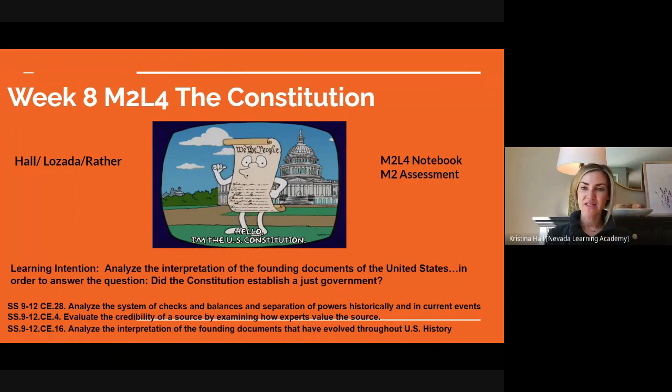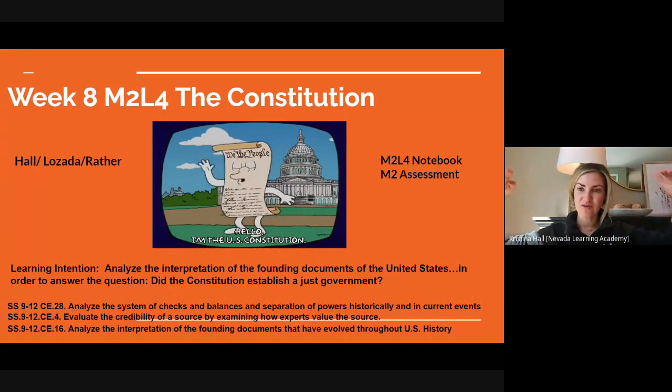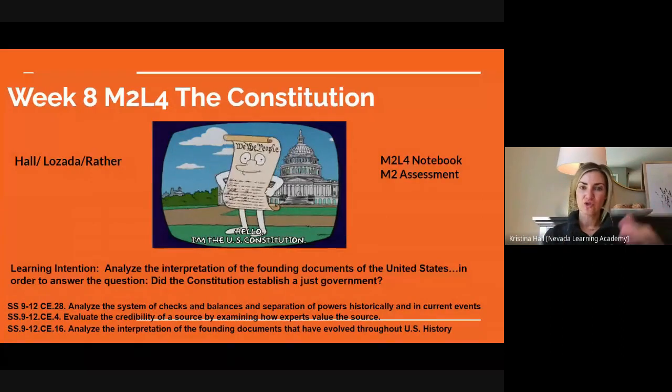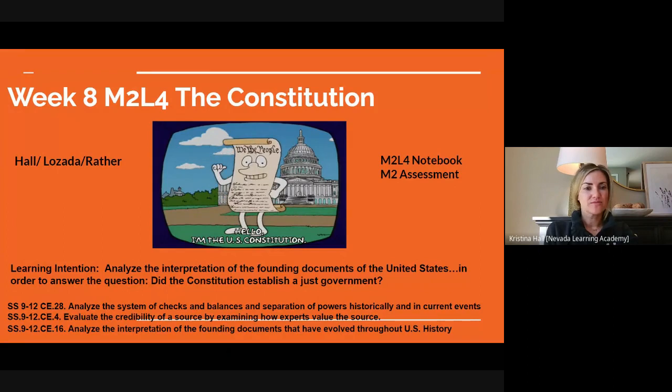So we looked at that last week. What is their role? Their role is to make sure, right, the other 2 don't overstep and that the Constitution is being followed, that the laws that they're passing are actually constitutional. Do they have the right to do that? Are people staying within their bounds?